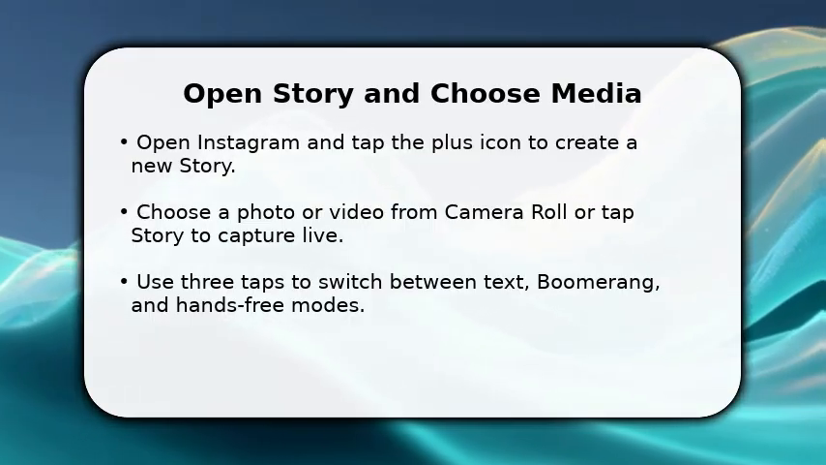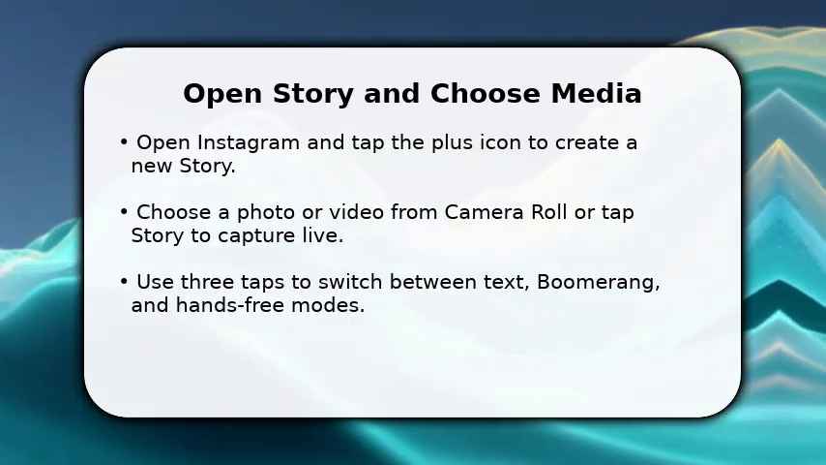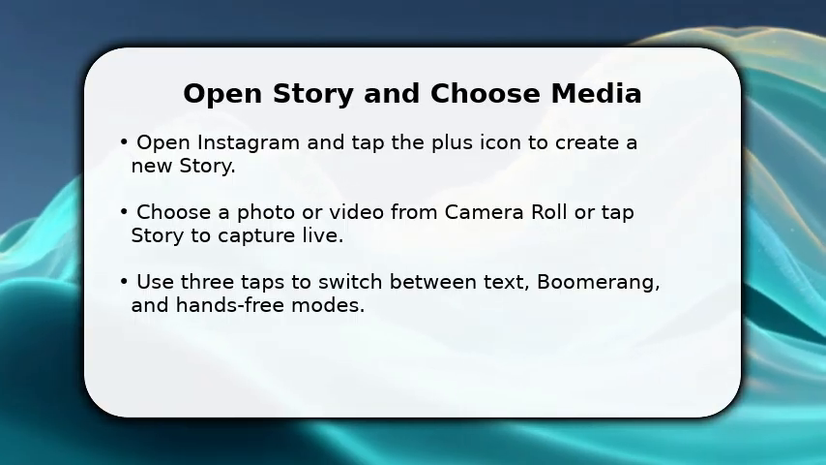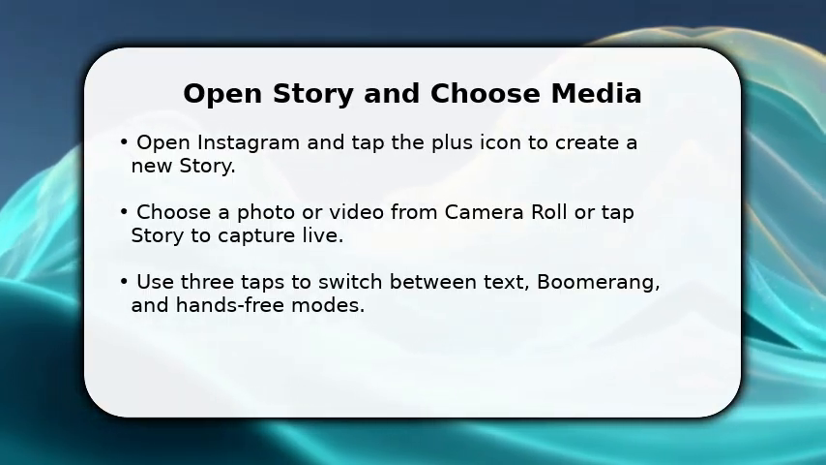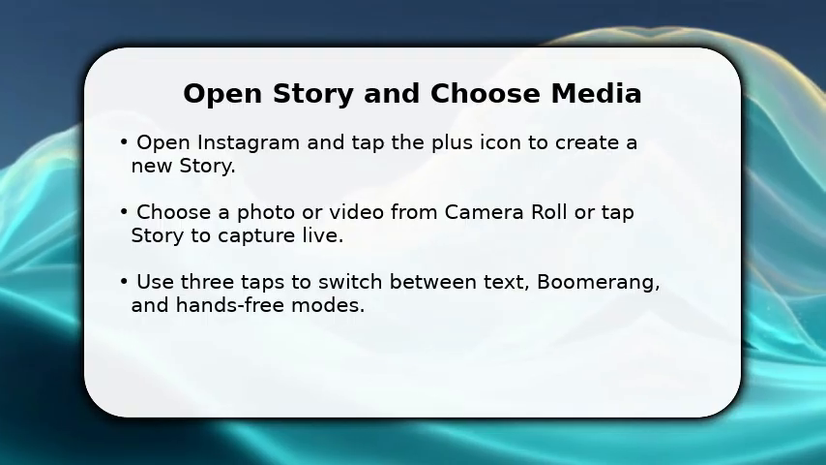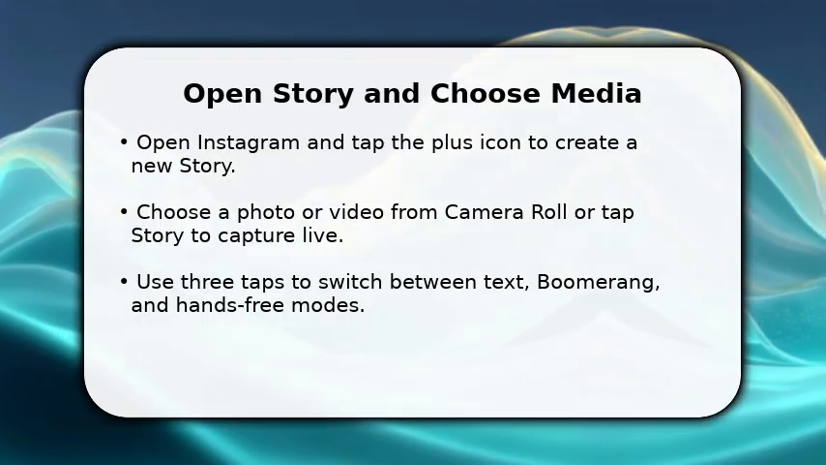Open Instagram and tap the plus icon to create a new story. Choose a photo or video from camera roll or tap story to capture live. Frame your content and press the shutter or select the media. Use 3 taps to switch between text, boomerang, and hands-free modes.